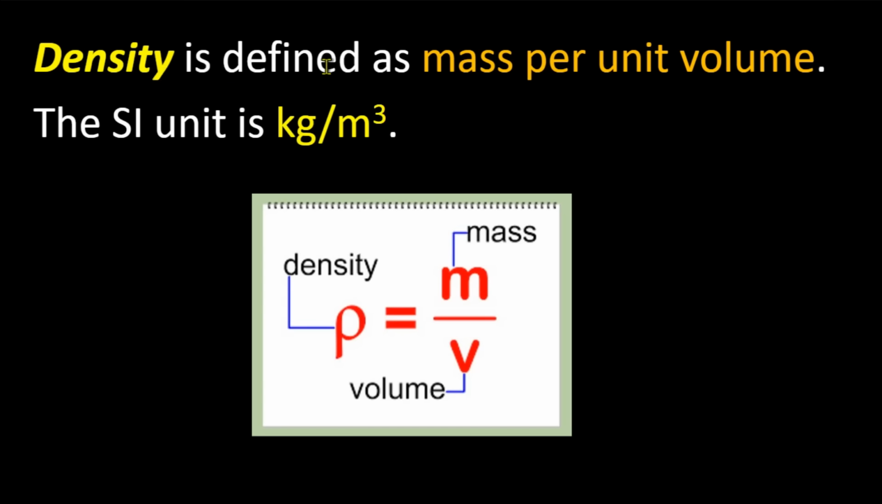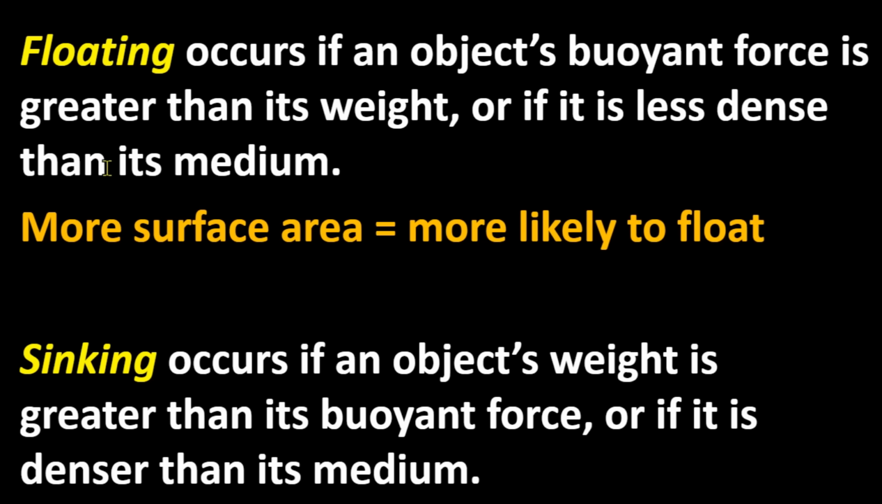Density is defined as mass per unit volume. The SI unit for density is kilogram per meter cubed. Here we can see the formula. Density is represented as the Greek letter rho.